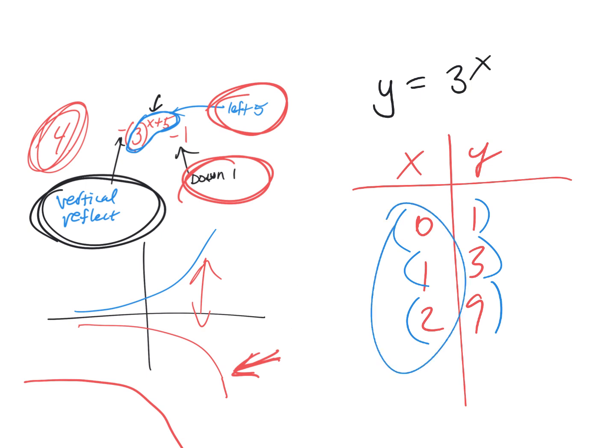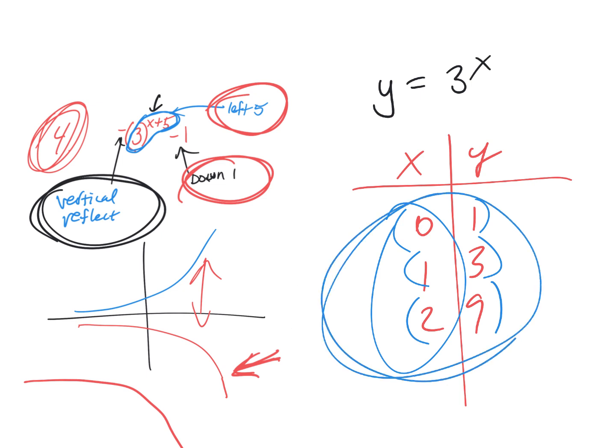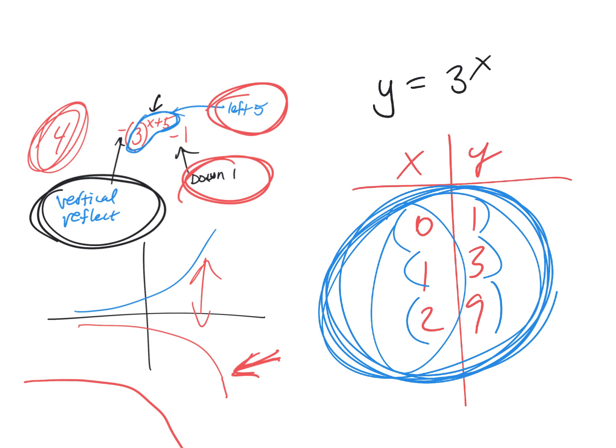But then if we do this, how do we actually do left 5? What do we do to these points here to move them to the left 5? Do I mess with their x values to go left or their y values to go left? Hint, this is left, right. The x's are your left, right things. And your y's are your up, down things.